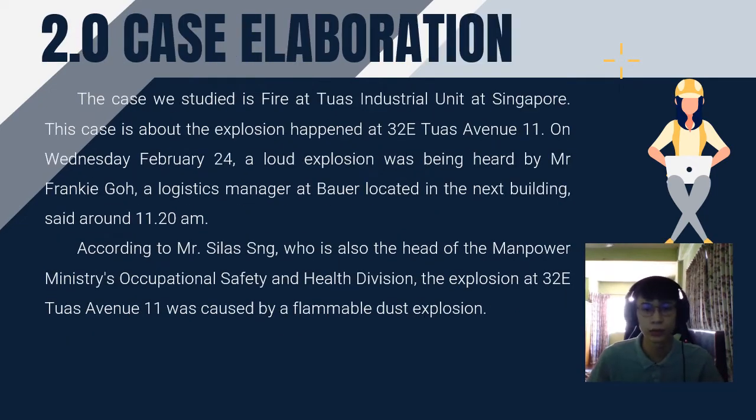Next, I would like to talk about the case elaboration. The case we study is the fire at Tuas Industrial Unit in Singapore. This case is about the explosion that happened at 32E Tuas Avenue 11. On Wednesday, February 24, a loud explosion was heard by Mr. Frankie Koh, a logistics manager at Boyer located in the next building, at around 11:20 a.m. According to Mr. Silas Seng, who is also the head of the Manpower Ministry Occupational Safety and Health Division, the explosion at 32E Tuas Avenue 11 was caused by a flammable dust explosion.